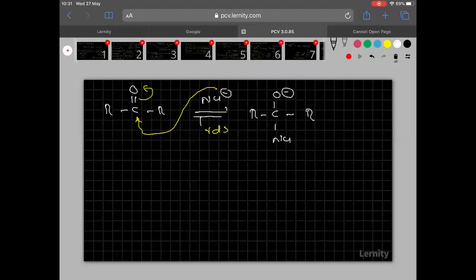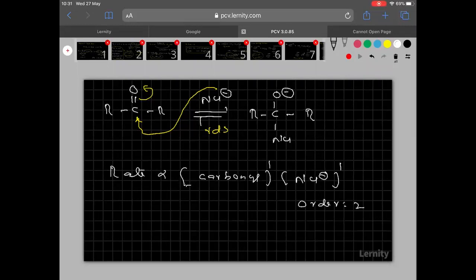Everyone? Now, here you see, in the rate determining step, both are participating. What are those two? One is the carbonyl, which means aldehyde or ketone, and one is the nucleophile. Both are participating. So carbonyl power 1, nucleophile power 1. If we add the powers, what will we get? 2. So nucleophilic addition is a second order reaction.